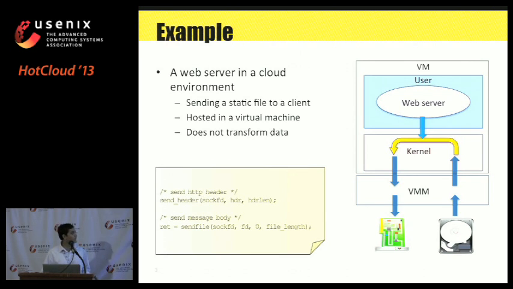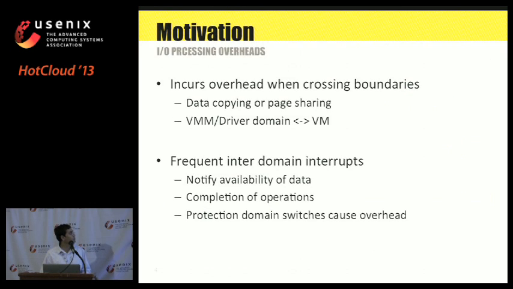But even with this simple model, there are two main problems. When you have the virtualization layer, there is always going to be data crossing the VM boundary. When there's data crossing, you have data being copied or some page sharing mechanism, and then we have the interrupt mechanism to notify the availability of data and the completion of operations. All of these involve extra CPU overhead.